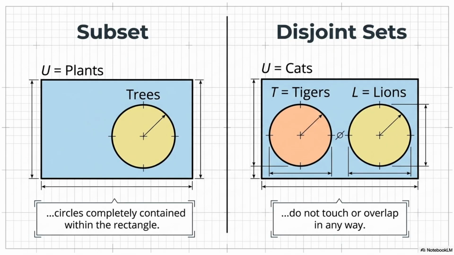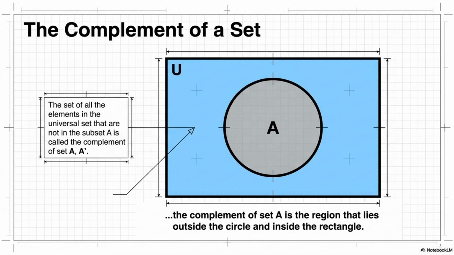We've mapped out what is inside the circles, but I want to talk about the empty space floating around them, like the data that isn't safely trapped inside a circle. That negative space is mathematically crucial. It's called the complement of a set. The complement. Yeah, we write it as A prime. It represents all the elements in the universal set that are not in your subset.